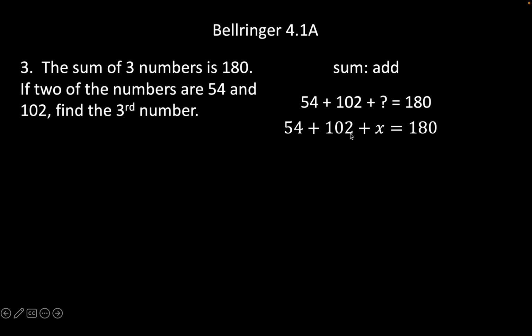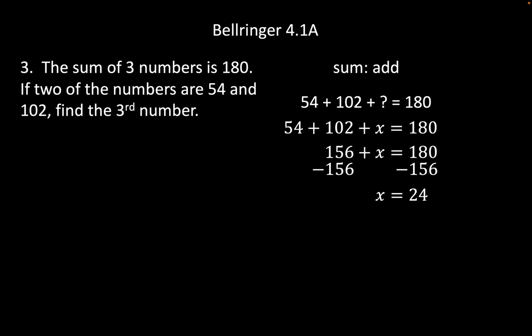Whenever you have like terms on one side, you want to put those two together. So 54 and 102 make 156. From there, because you want to get x by itself, you're going to move the 156 by subtracting it from both sides, getting your final answer of x equals 24.